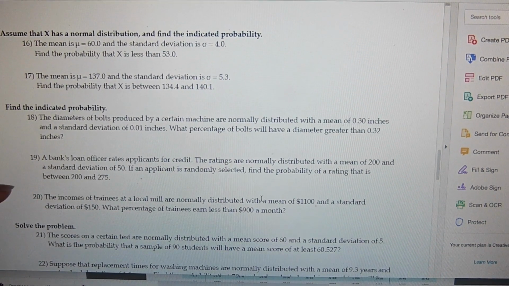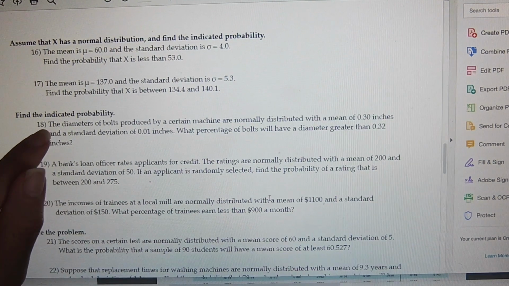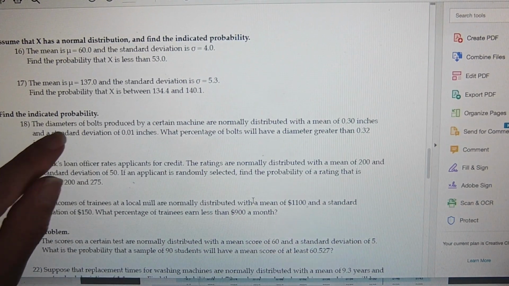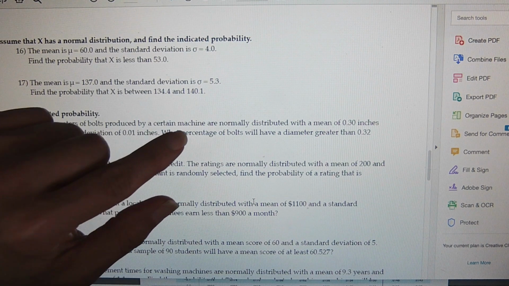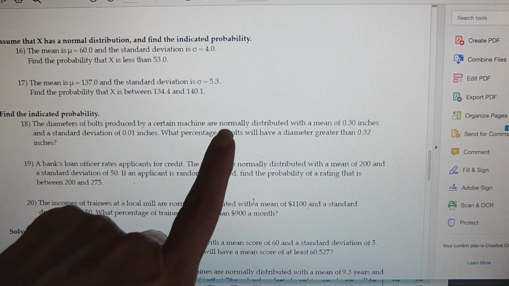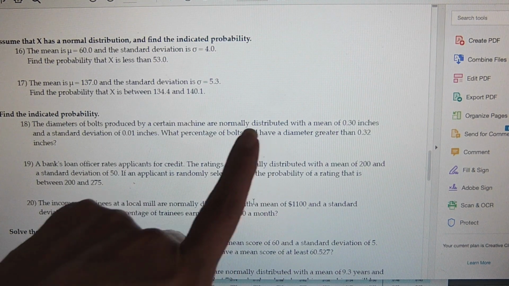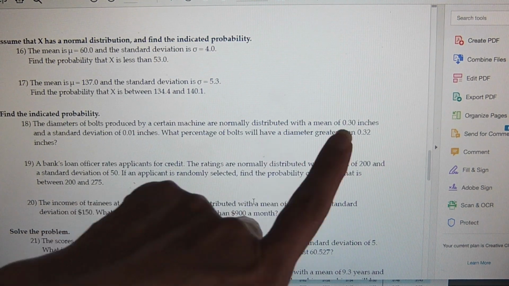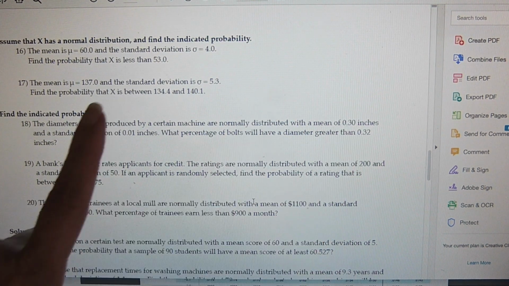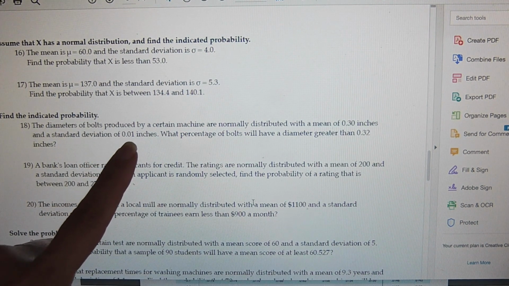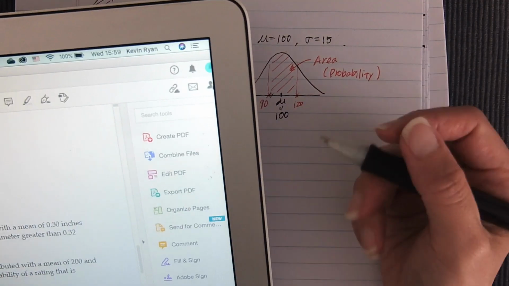Could you do number 18? Yes, I can do number 18. Okay, so here's number 18. The diameter of the bolt is exactly, say, normally distributed. It's bell shaped. Then here is my mean, and here is my standard deviation. Okay, let's copy it. So I'm going to copy number 18.